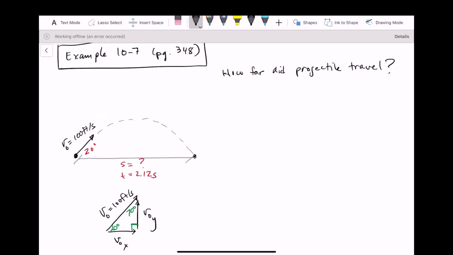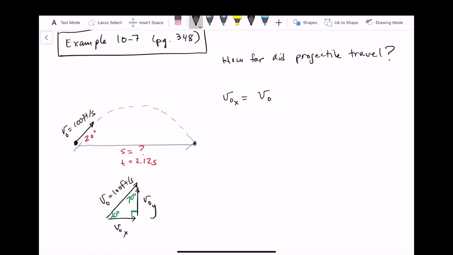So what we want to do is determine the components of velocity. We can start with v naught x, which is just equal to, using that triangle and trigonometry, v naught cosine 20 degrees, which is equal to 100 feet per second times cosine 20 degrees. Therefore, v naught x is equal to 94 feet per second to the right.